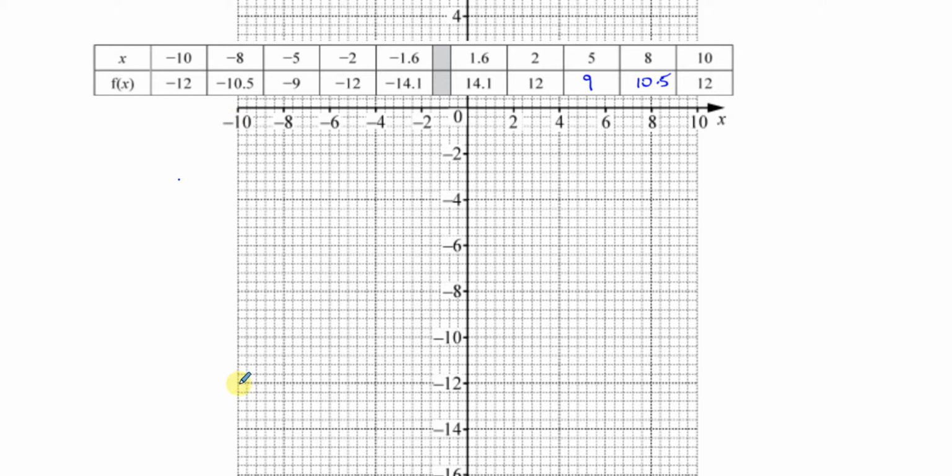Now, when you mark a point, what the examiners don't want to see is big blobs like this. That's not what they want to see. And that's actually what some students do. You want to make it accurate so that when you put a line through it, it goes through an exact point, not like a big blob where you don't know where the point is.